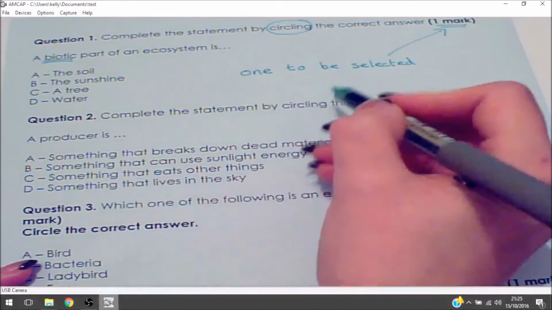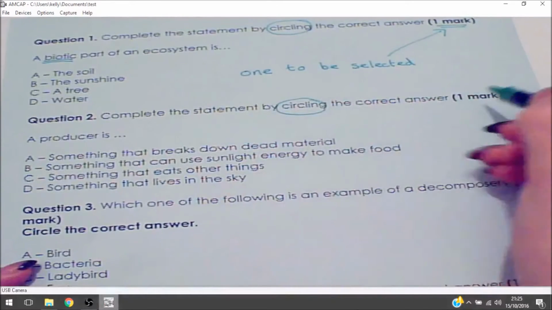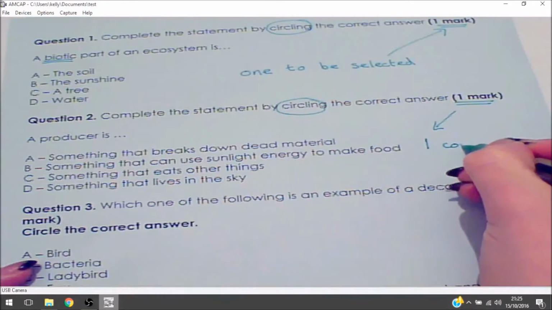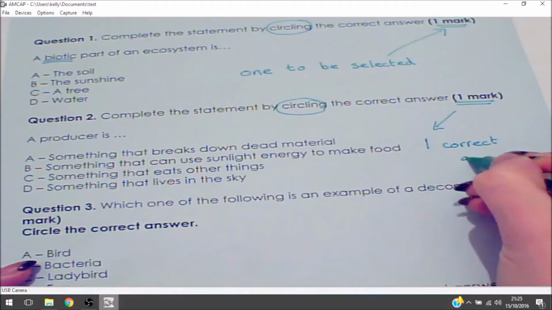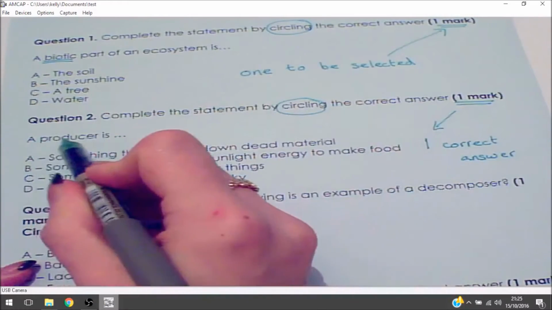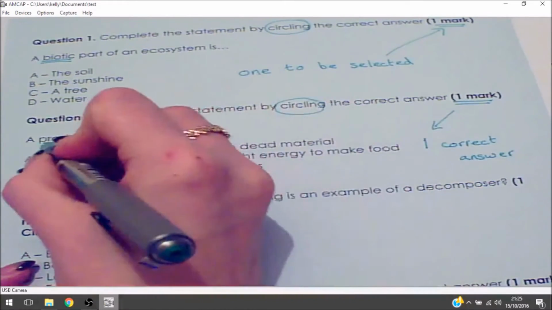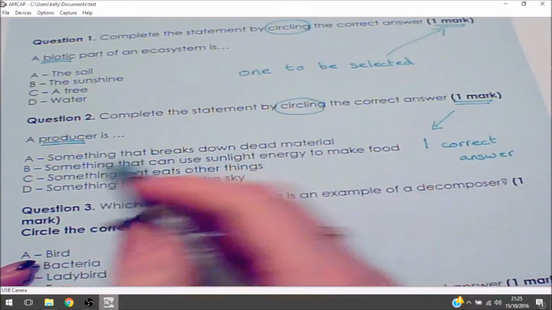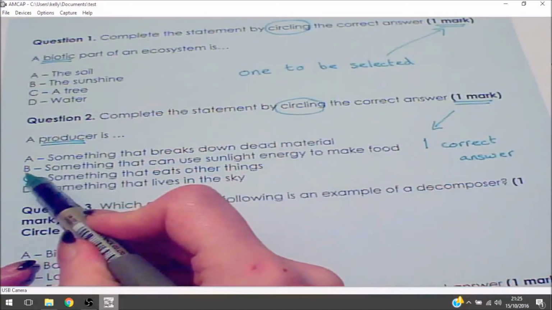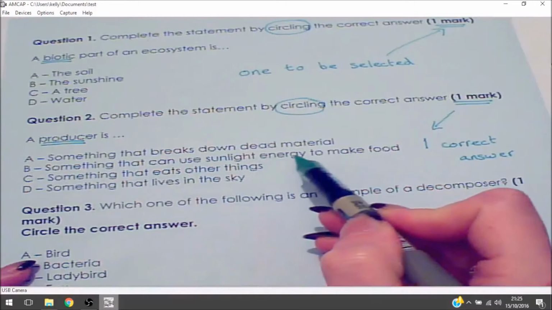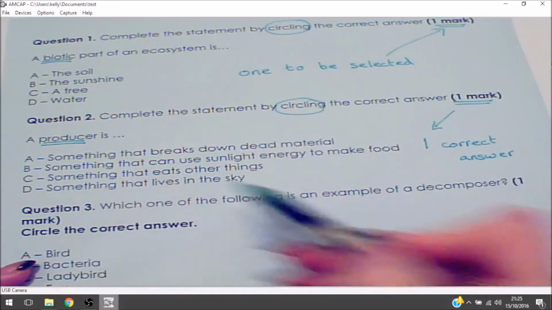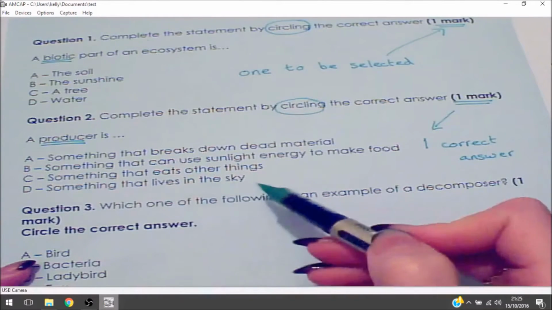Okay, if we move on to question 2, same thing again. Complete the statement by circling the correct answer. 1 mark, so there's only 1 correct answer. So this time it's asking you a producer is. So the key word in this question is producer. So is it A, something that breaks down dead material? Is it B, something that can use sunlight energy to make food? Is it C, something that eats other things? Or is it D, something that lives in the sky?